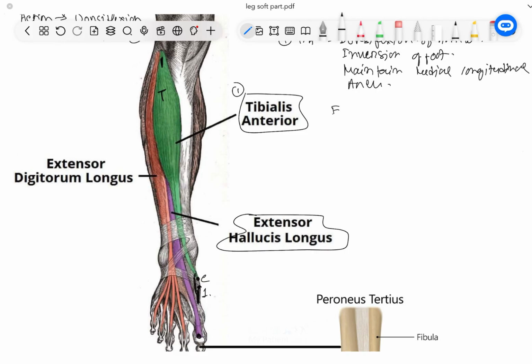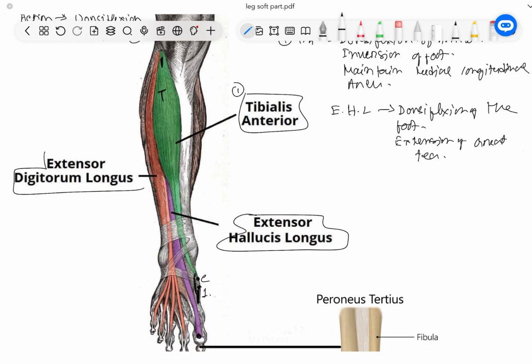So, what is the function of this extensor hallucis longus? The common function, of course, is that it helps to do dorsiflexion of the foot. And the main function is extension of the great toe, because it is inserted into the great toe. Extension of the great toe's distal phalanx.